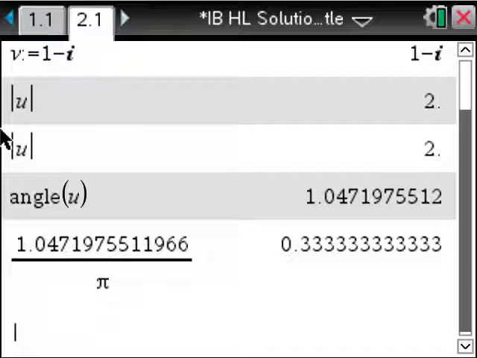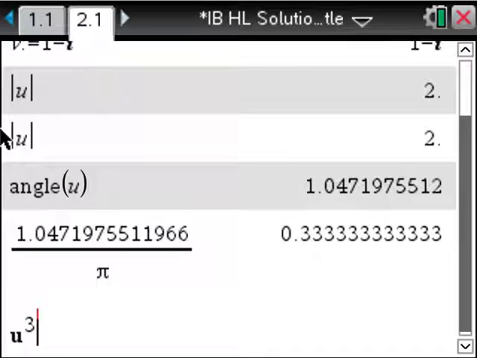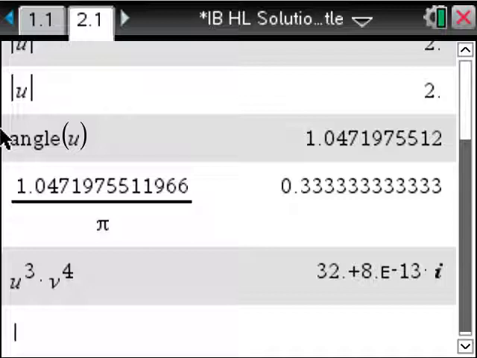Moving on, it then wants us to work out u cubed times v to the power of 4. We can just simply type that in, u cubed multiplied by v to the power of 4, and we get an answer that looks not quite like 32, but if you look very carefully it's such a small imaginary part we may as well call it 0, and so therefore it must be the number 32, and that will have just come from rounding errors.